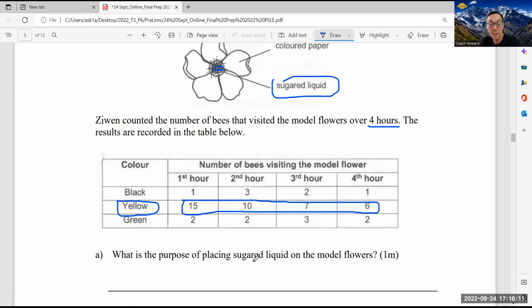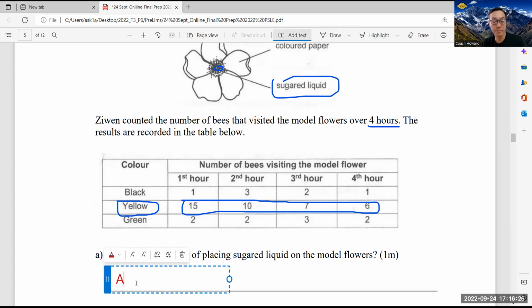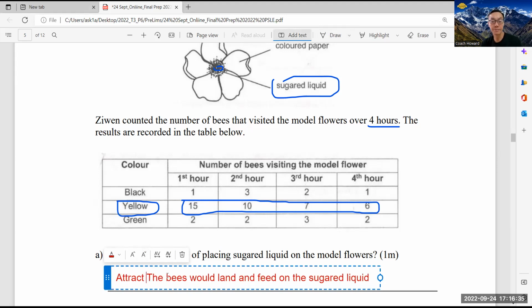So what's the purpose of placing the sugar liquid on the model flower? It is to attract the bees that would land on the sugar water. So this answer is quite straightforward. Attract the bees. Attract bees that would land and feed on the sugar liquid.